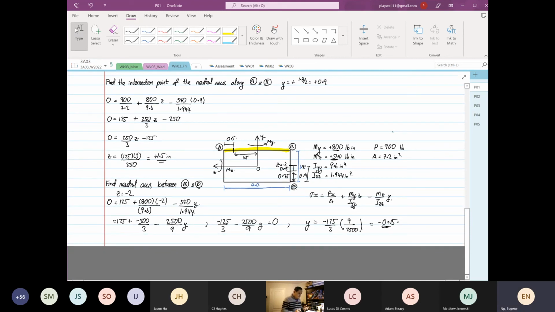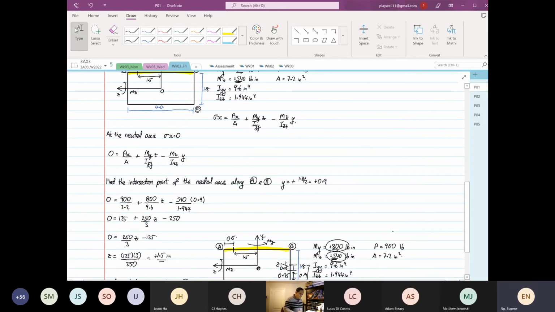neutral axis. The only thing you have to be careful about is whether your moments are positive or negative, and everything is relative to the centroid. Because centroid means what? 0 is at the center. Y positive is upwards. Z positive is towards the left. You have to be careful with that, or you'll be in a bit of trouble. Okay, so either way is fine.